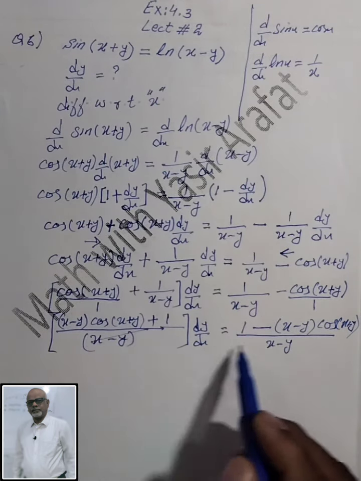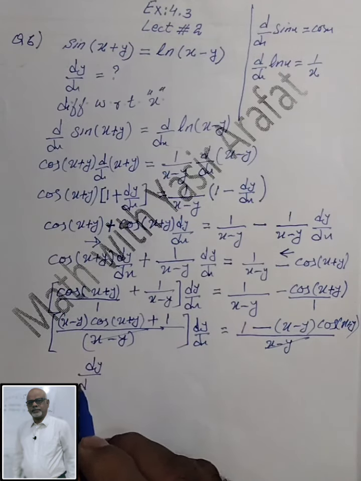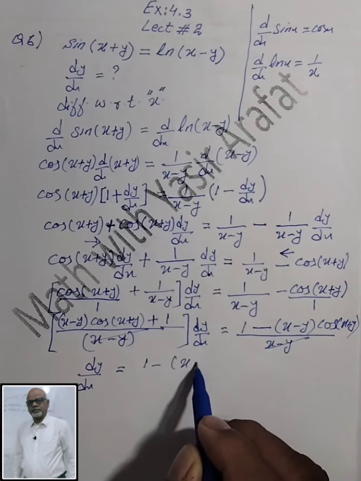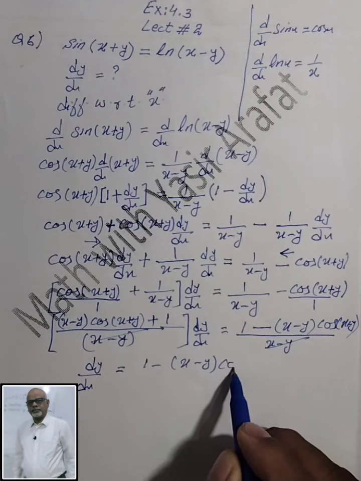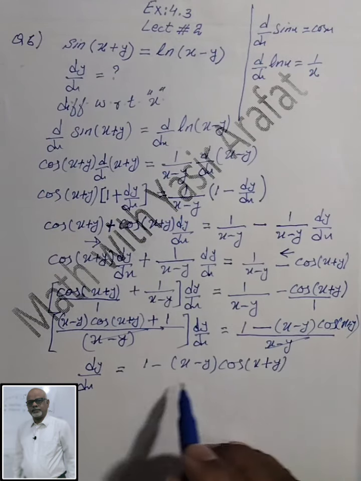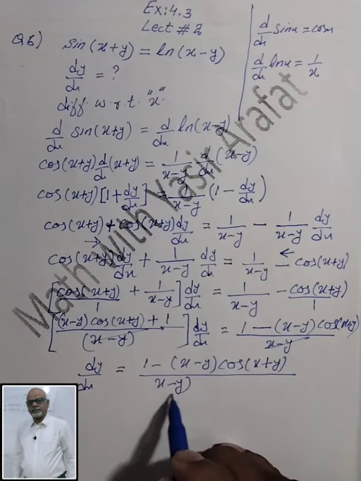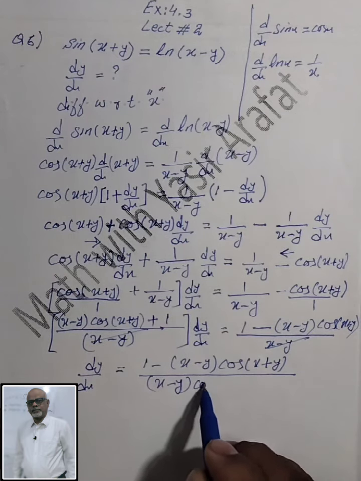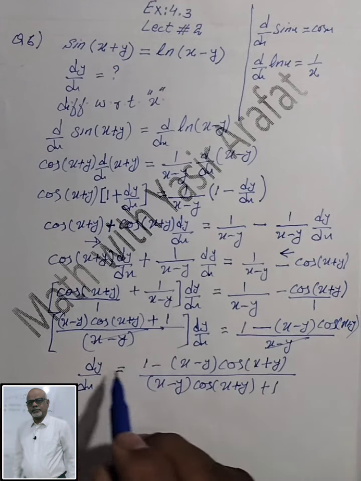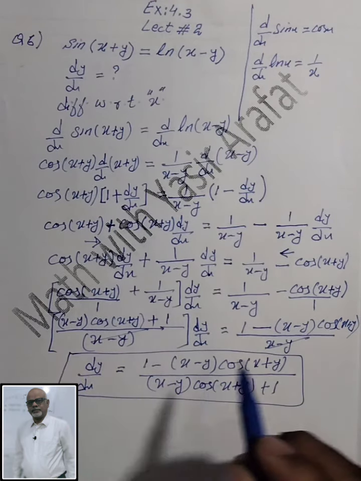So this x minus y will cancel out, and separate dy upon dx, and this is cos of (x plus y) and the whole divided by this, which is (x minus y) cos of (x plus y) plus 1. This is the answer of this question.